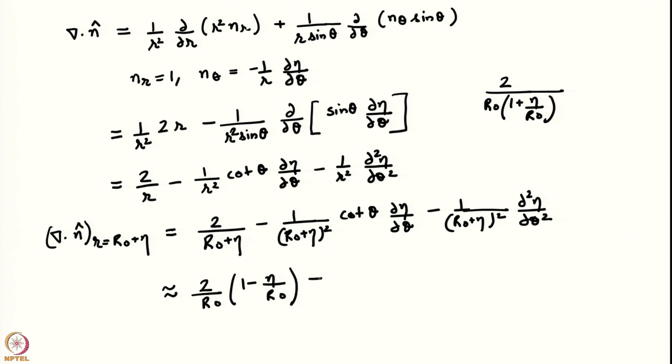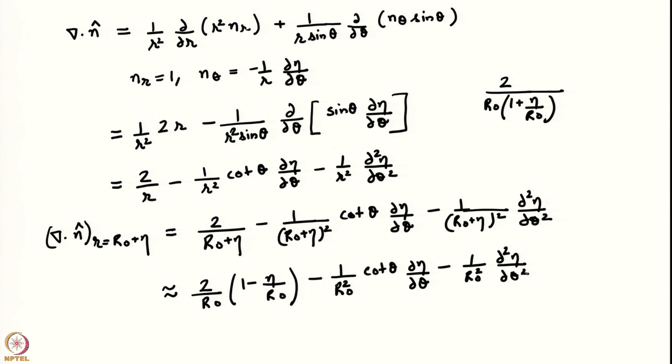You can see that in the second term, if I do the same, and I want to retain only up to order eta, not anything which is order eta square, eta cube and so on, then in the denominator we just have to keep r naught square, there will be no further contribution, and it will just become cot theta into del eta by del theta. Similarly, this one will become 1 by r naught square del square eta by del theta square.